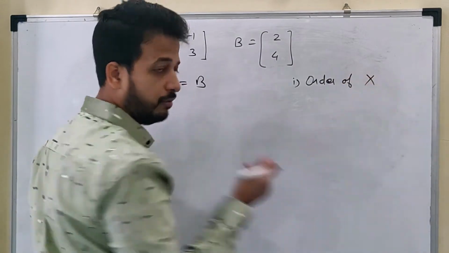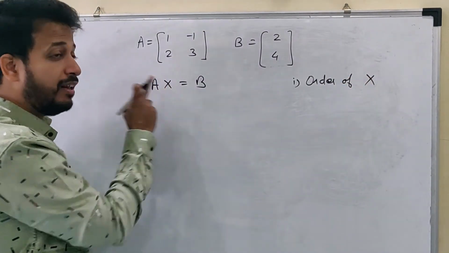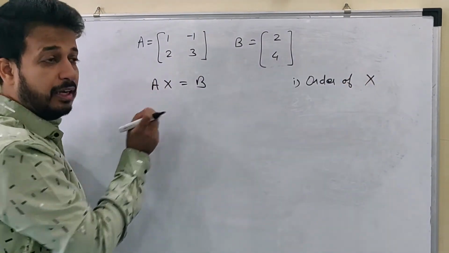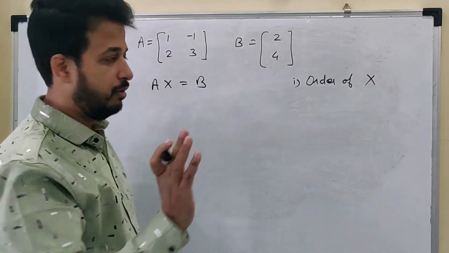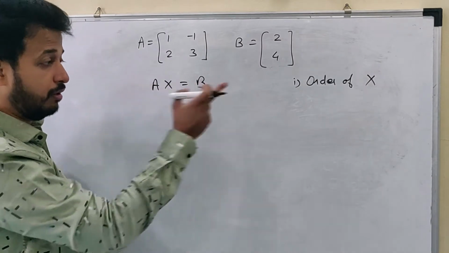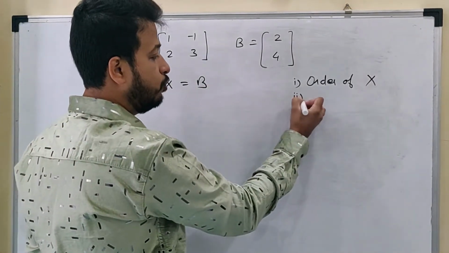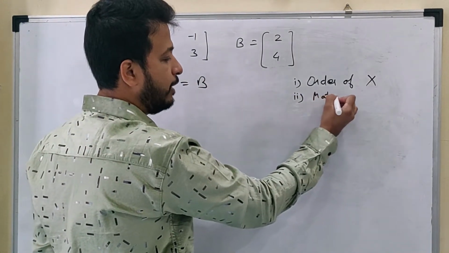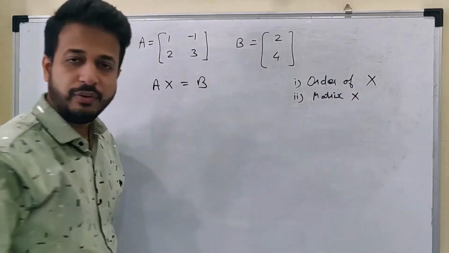of X. Whenever there is a capital letter given to anything, it becomes a matrix. It is not a variable. So this X is my matrix. So I have to find the order of X matrix and also find matrix X. So these two things we have to find.